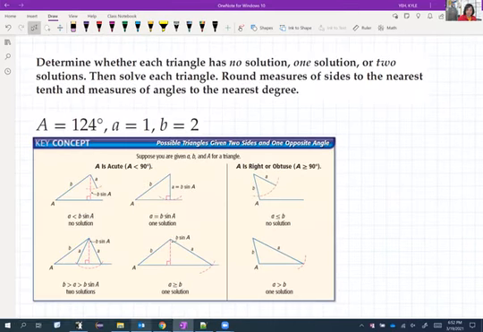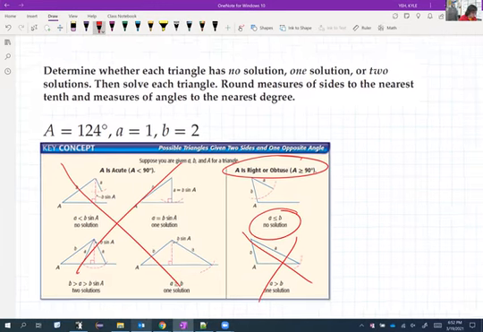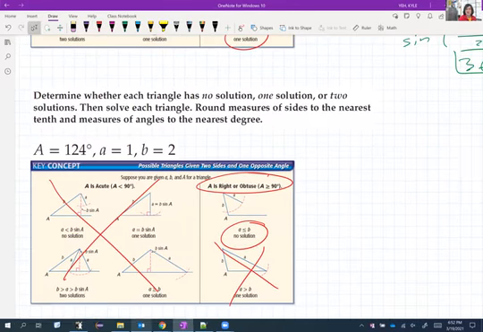Same instructions. A equals 124 degrees. So once again, that puts us squarely on this side of the table because A is obtuse. A is 1, B is 2. A is less than or equal to B. That means there's no solution. That means there's no possible way this could happen because look, B is a bigger side.